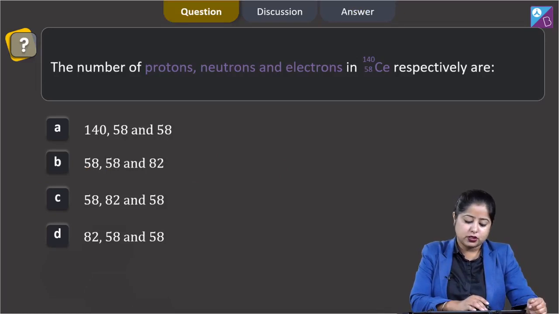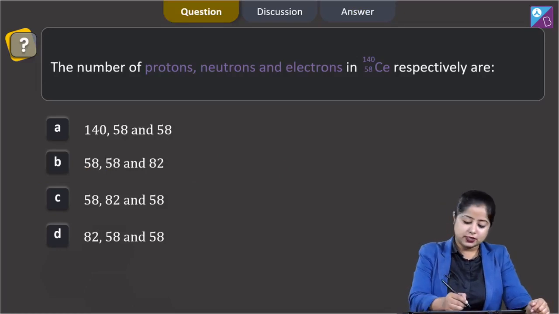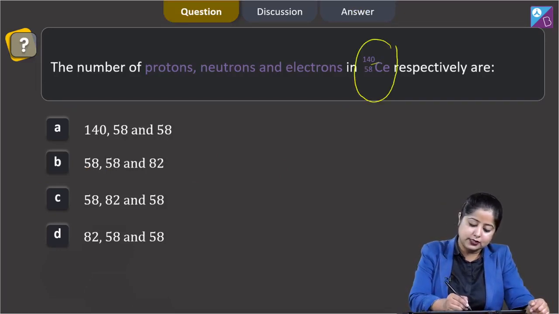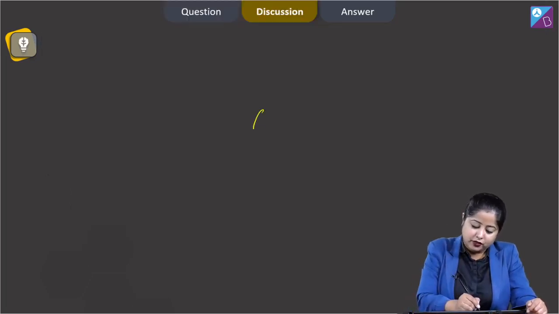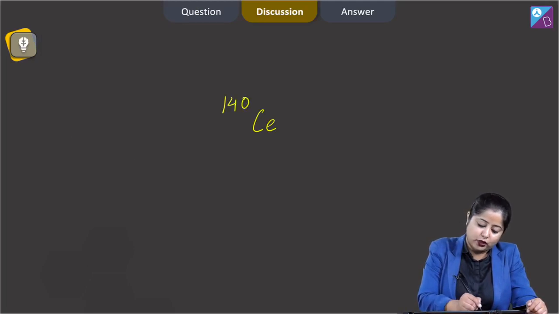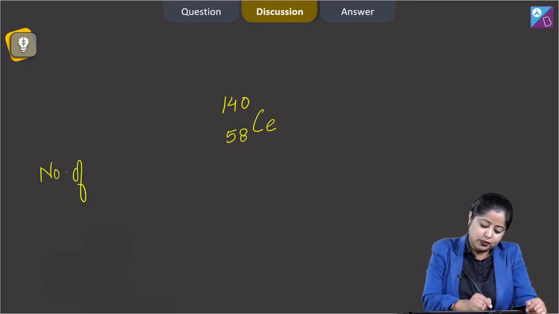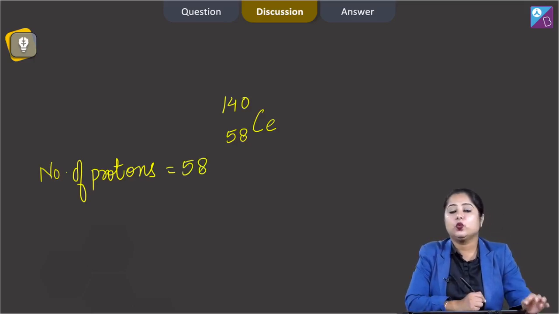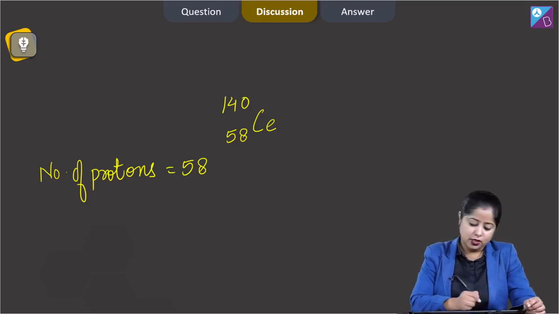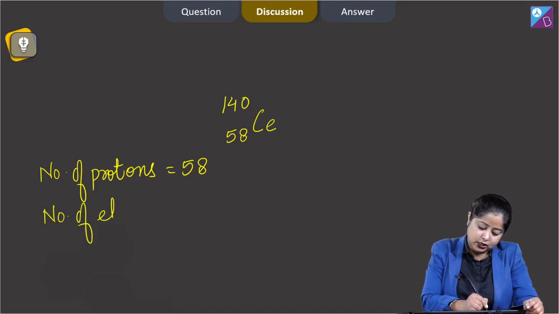The number of protons, neutrons and electrons in cerium respectively are. Students, in cerium we can clearly see that we are given the mass number as well as the atomic number. So student, we are given cerium, its mass number is 140 and its atomic number is 58. Students, we know that number of protons is equal to atomic number, which is equal to 58. Since we are given a neutral atom, number of electrons is equal to number of protons, which is equal to 58. So here I am writing number of electrons is also equal to 58.